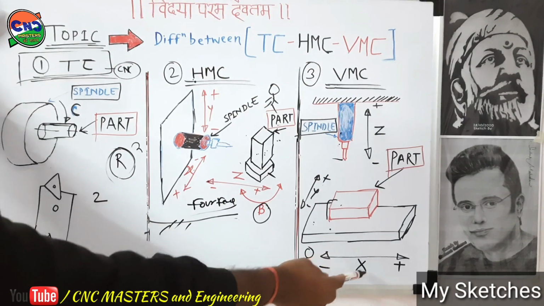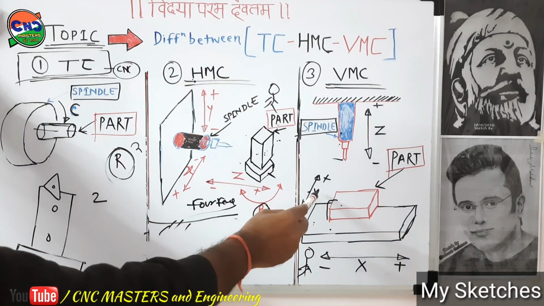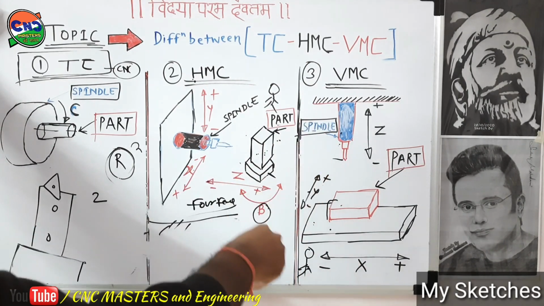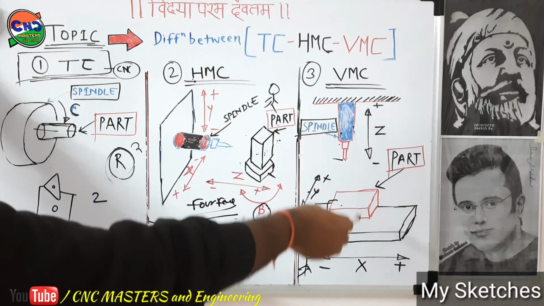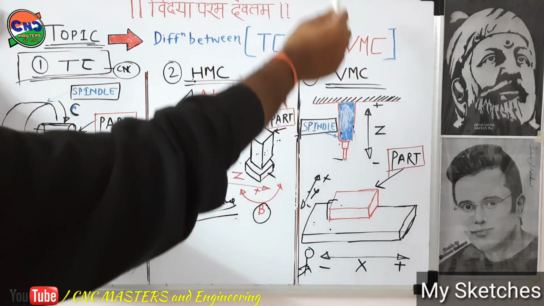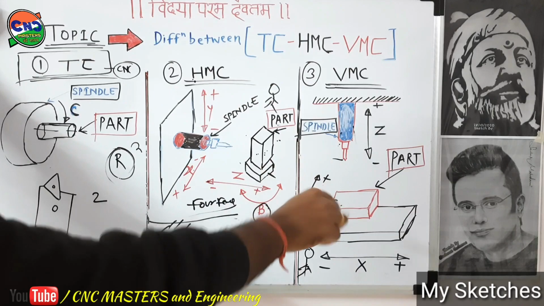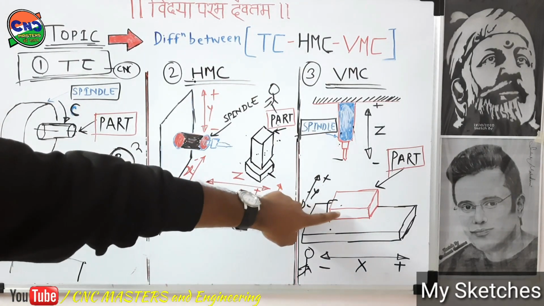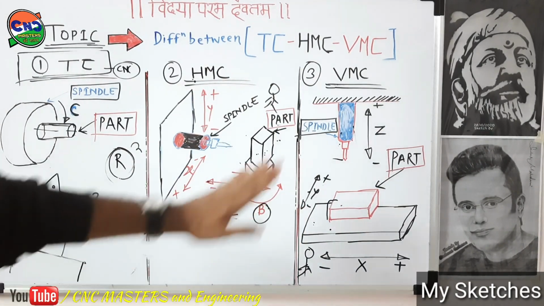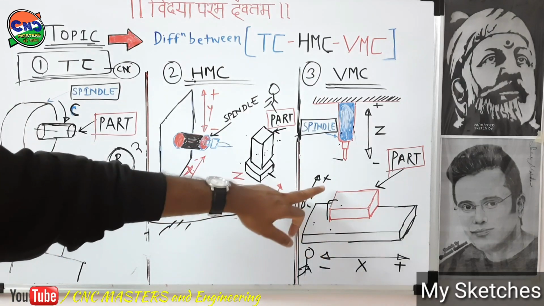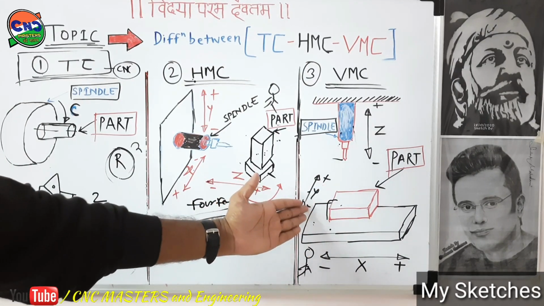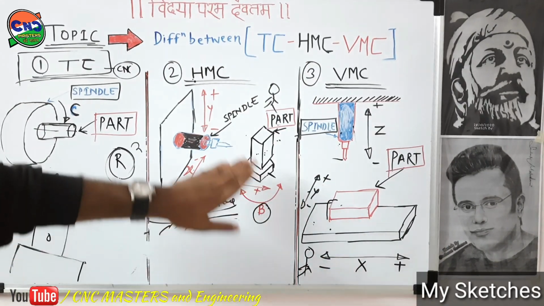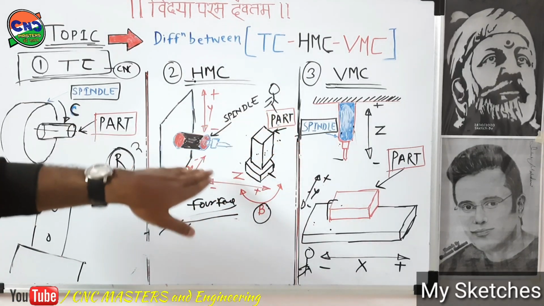Okay, this is X plus, X minus, this is Y, Y plus, Y minus, and this is Z. The spindle will move up and down: the upper side is plus and the down side is minus, and this is the component. So here you can access only one face. You cannot do machining operations on this side or that side, but in HMC you can do all four sides.